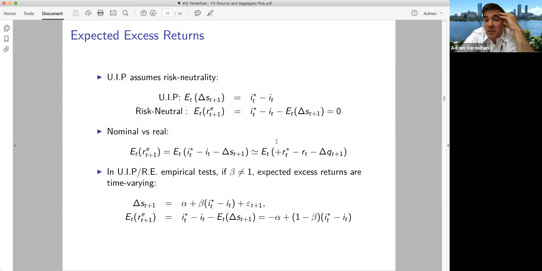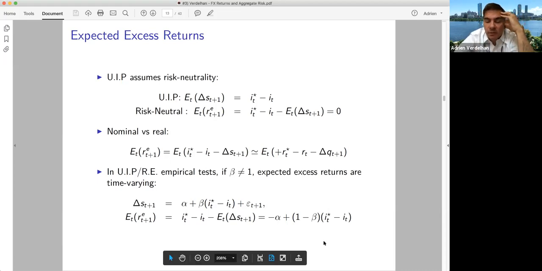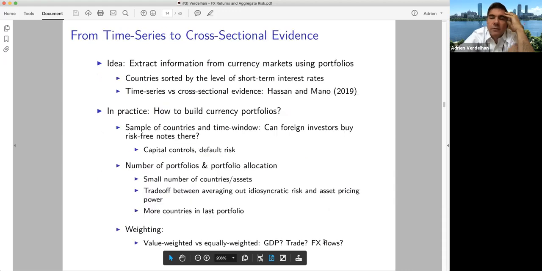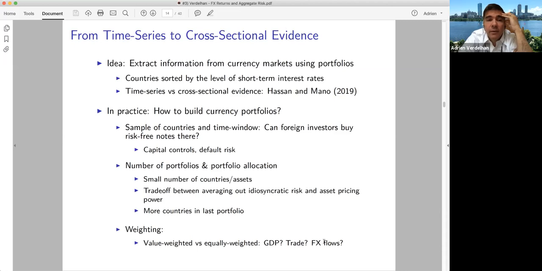There's nothing that says it should be the only one, but at least since you've run this regression 300 times, you know that there could be some information in interest rates. So how are we going to use this information? Well, that's the thing we did with Hanno some time ago now, is to switch from a time series study of the exchange rates currency by currency to a cross-sectional study of exchange rates where we build portfolios of currencies.